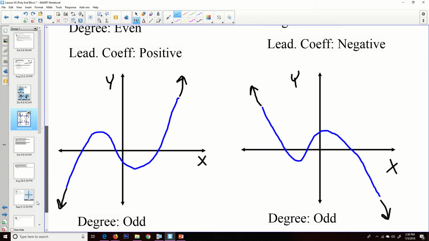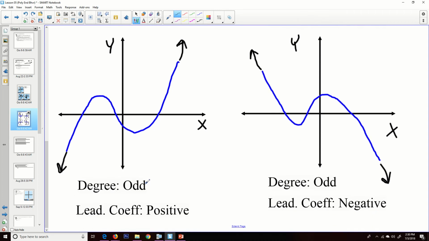The third option is if the degree is odd and the leading coefficient is positive. If that's true, as x goes to negative infinity, the function will go to negative infinity, and as x goes to positive infinity, the function goes to positive infinity. And then if the degree is odd and the leading coefficient is negative, as x goes to negative infinity, the function goes to positive infinity, and as x goes to positive infinity, the function goes down to negative infinity.